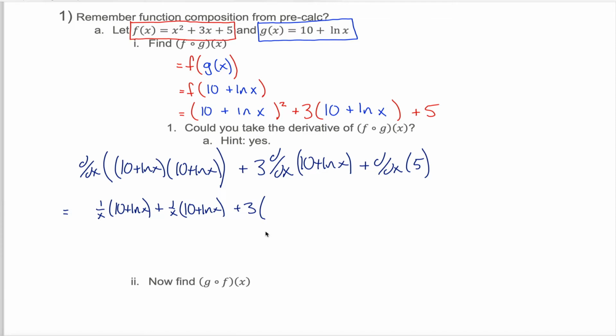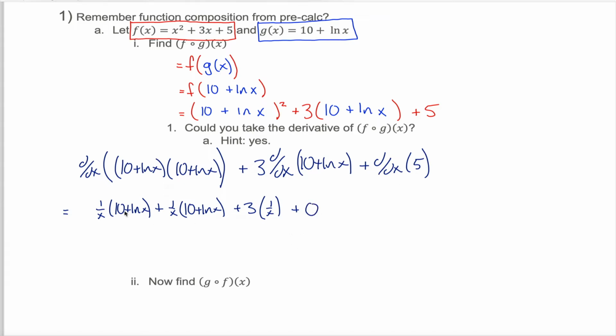And I'm getting kind of sick of saying it, but the derivative of 10 plus the natural log of x is just 1 over x, because the derivative of 10 is 0, and the derivative of the natural log of x is 1 over x. And then you'd add to that the derivative of a constant, the number 5, and you just get 0.